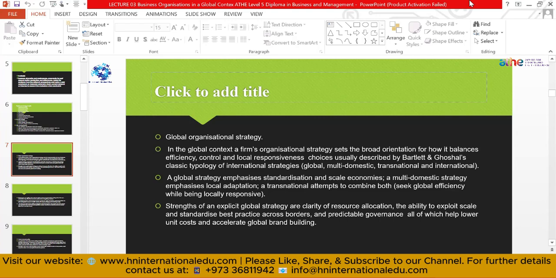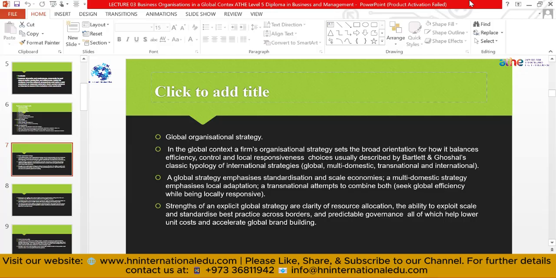In this, he actually emphasized how we can curb the international strategies and use them in the local ones, including the global strategies. What happens when we talk about the international businesses, multinational businesses, when we are interacting globally: multi-domestic within the frame of a country, transnational and international. Transnational, everything is going to be between the cities, and international, it is going to be beyond the countries. A global strategy emphasizes standardization and scale economies.